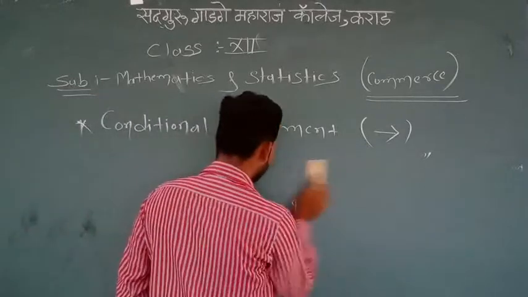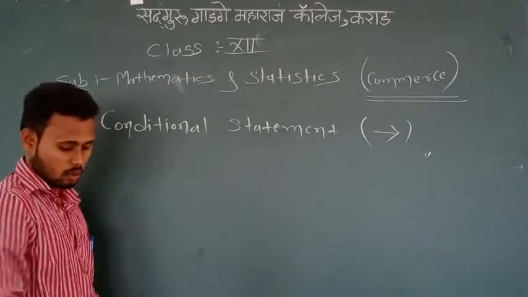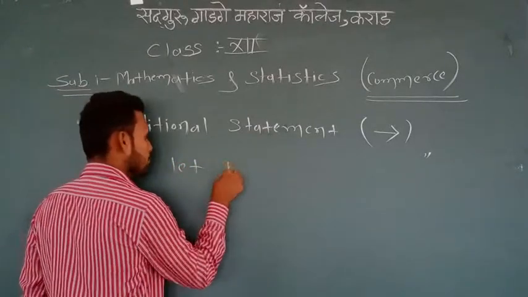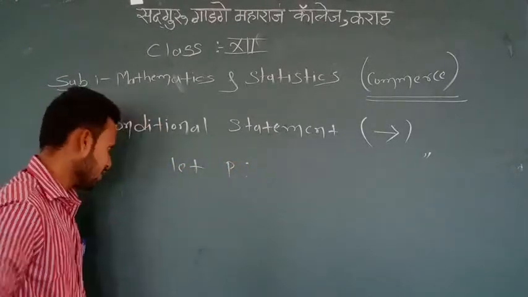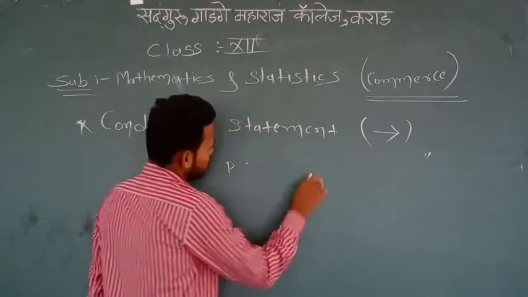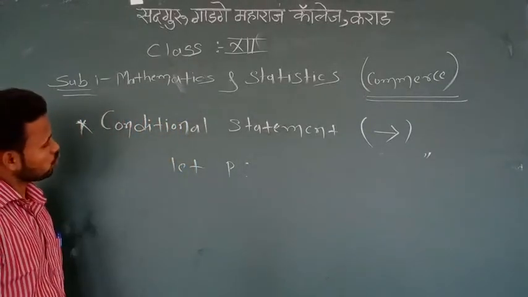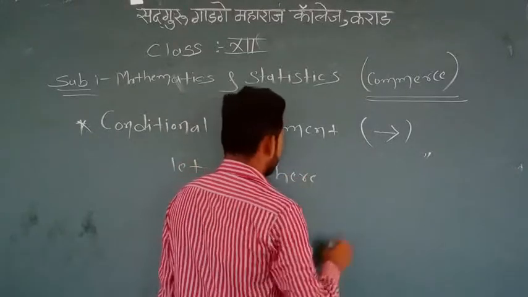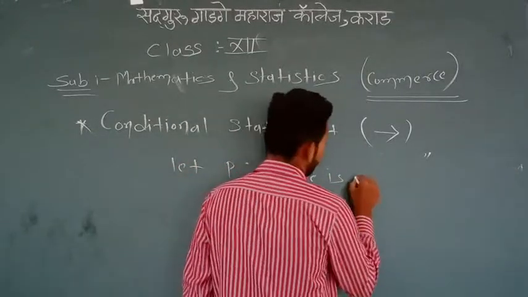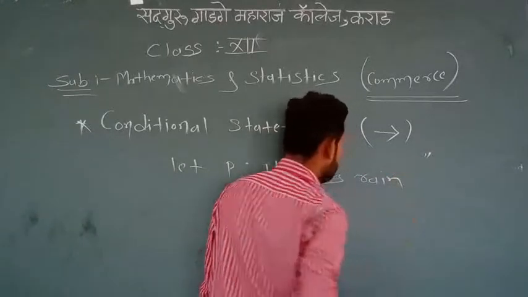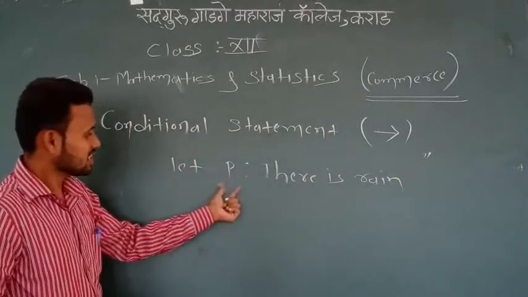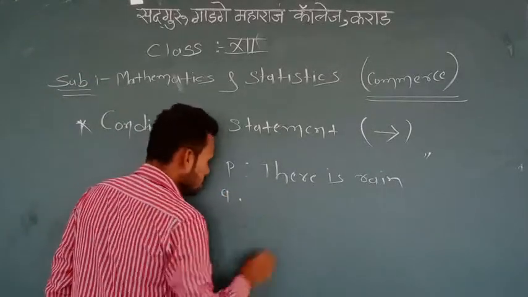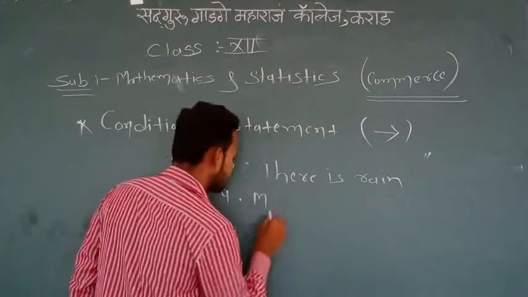Now for example, suppose let P denote the statement there is rain, and Q denotes the statement match will be cancelled.